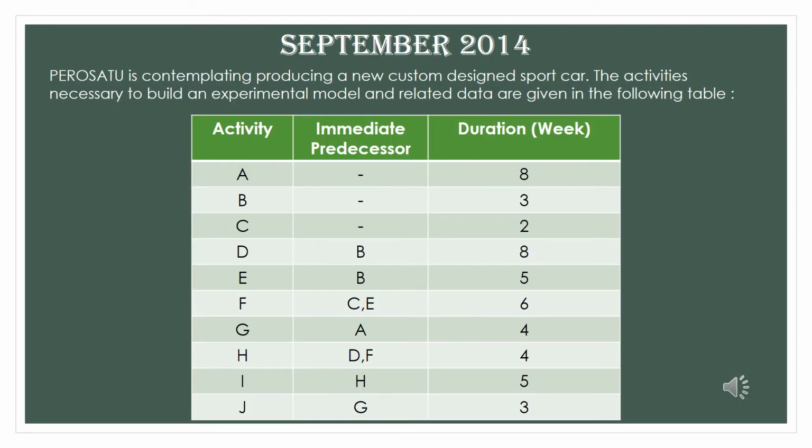Okay, next we are going to discuss a past year question, September 2014, on Chapter 6 Project Management. Proros 1 is contemplating producing a new custom designed sport car. The activities necessary to build an experimental model and related data are given in the following table. Based on the table given, they have given the activities from A to J, the immediate predecessors, and the duration in weeks.